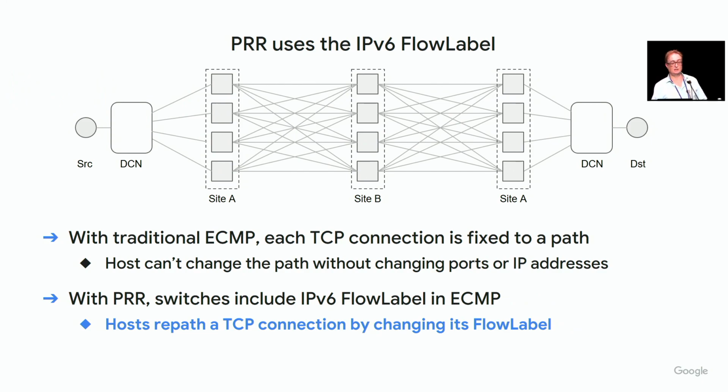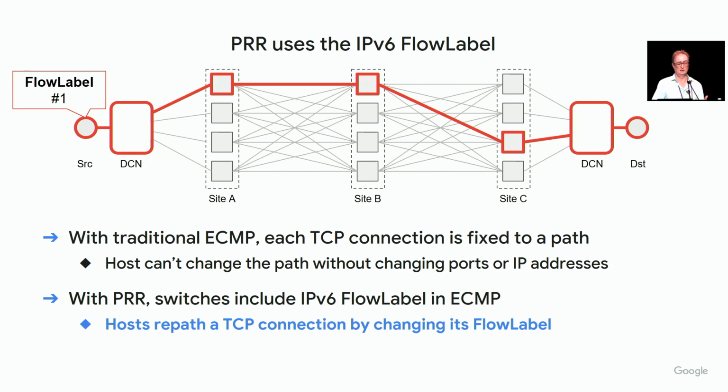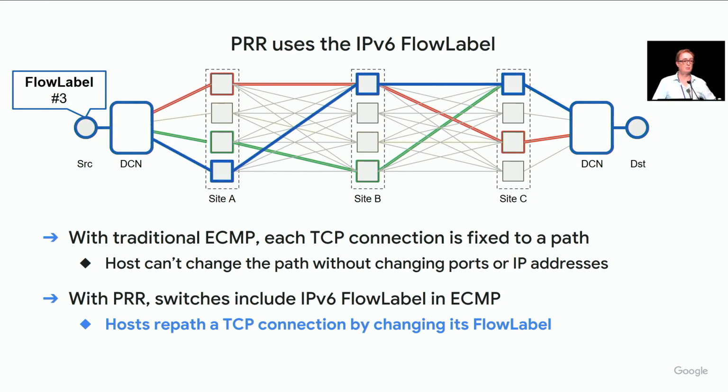PRR uses the IPv6 flow label to access multipath. So with traditional ECMP, each TCP connection is fixed to a single path. That's because the host can't change the path without changing the ports or the IP addresses that define the connection in the first place. With PRR, we add the flow label to the ECMP hashing configuration at switches. So this means that a host is able to repath an individual TCP connection simply by changing the flow label.